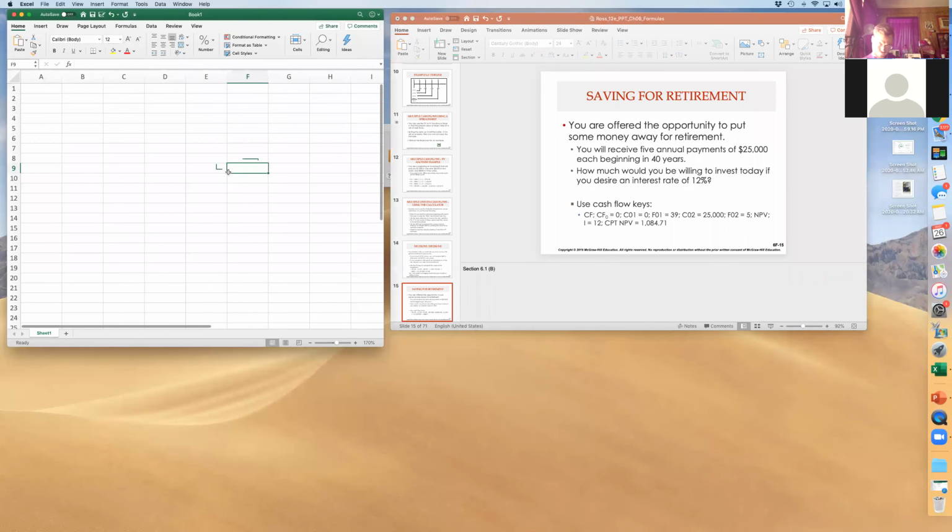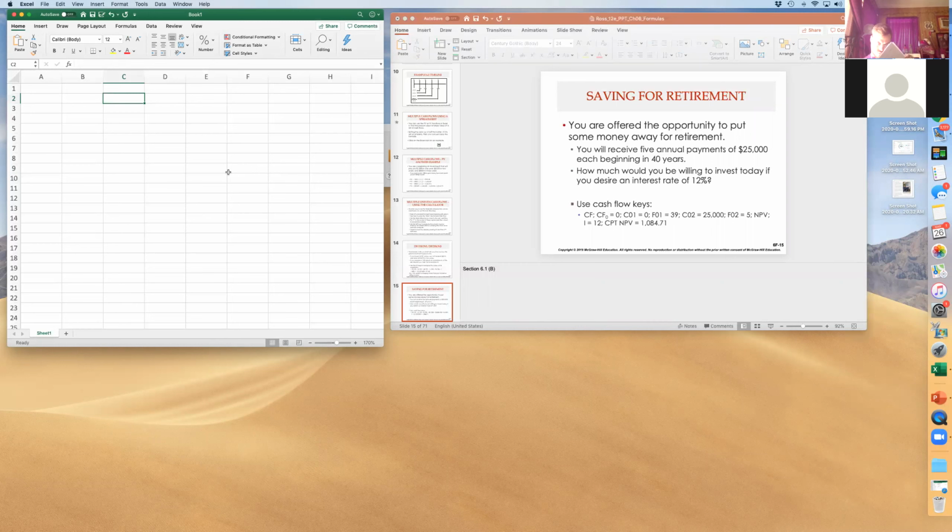It says you will receive 5 annual payments of $25,000, each beginning in 40 years. All right, so actually this is a pretty difficult question to start off on, but this is an annuity question. And I'm going to put this in a table.